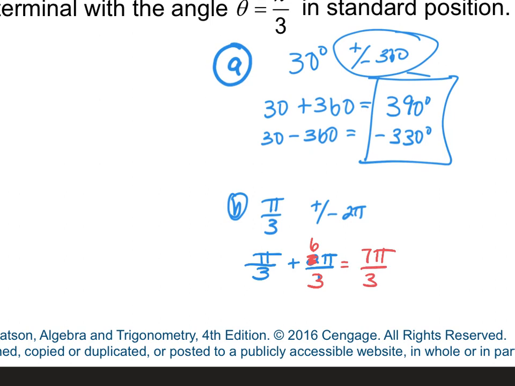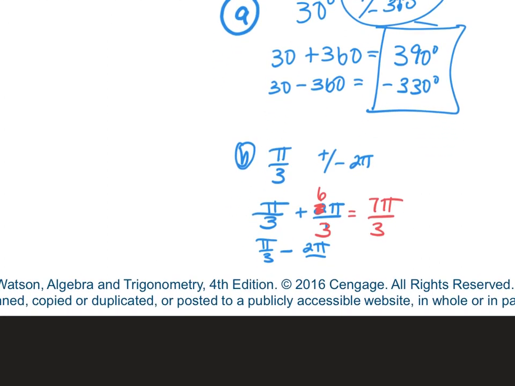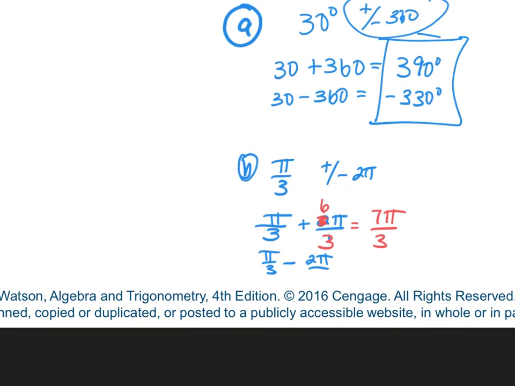Good. Now to find a negative one, well, that means I got to subtract. So I have pi over 3 minus 2 pi. Again, what's a common denominator between 1 and 3? 3. So if I multiply the bottom by 3, then I multiply the top by 3. So I get 1 pi minus 6 pi gives me negative 5 pi over 3. When we find our coterminals, one answer should be negative and one should be positive.